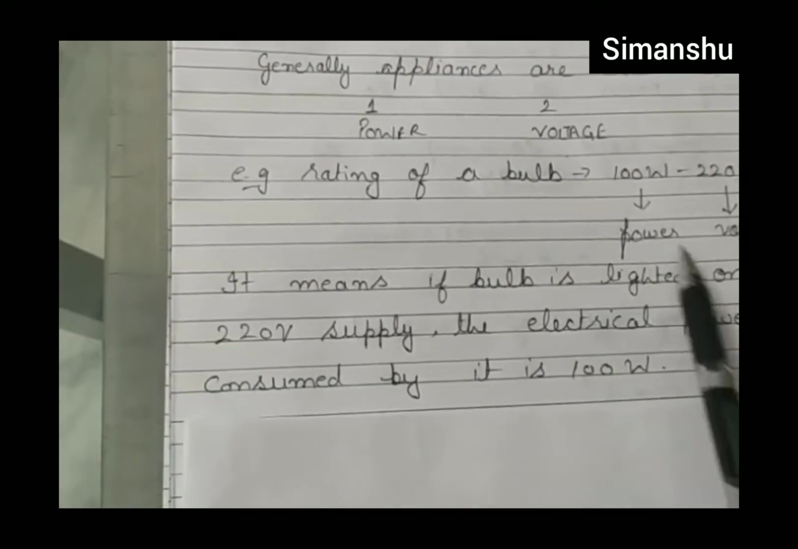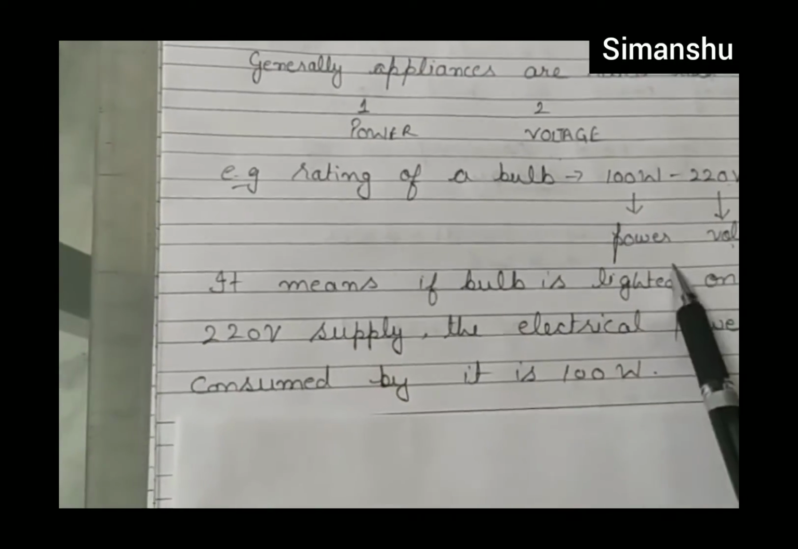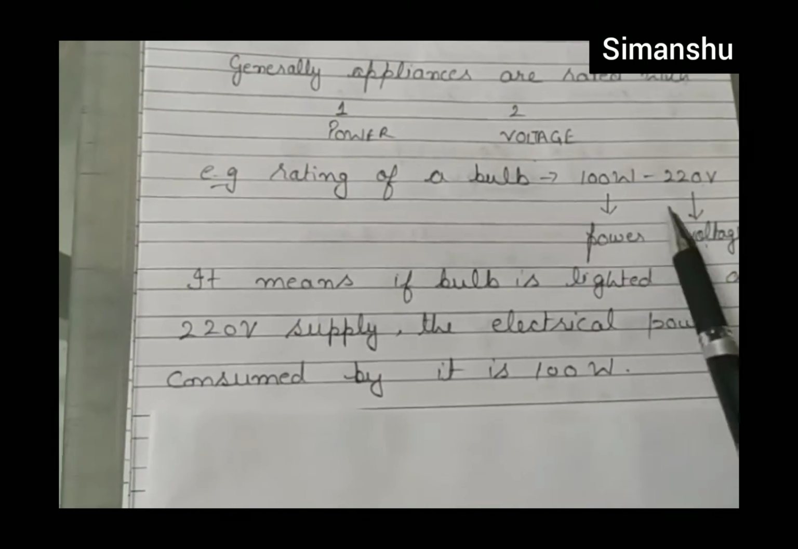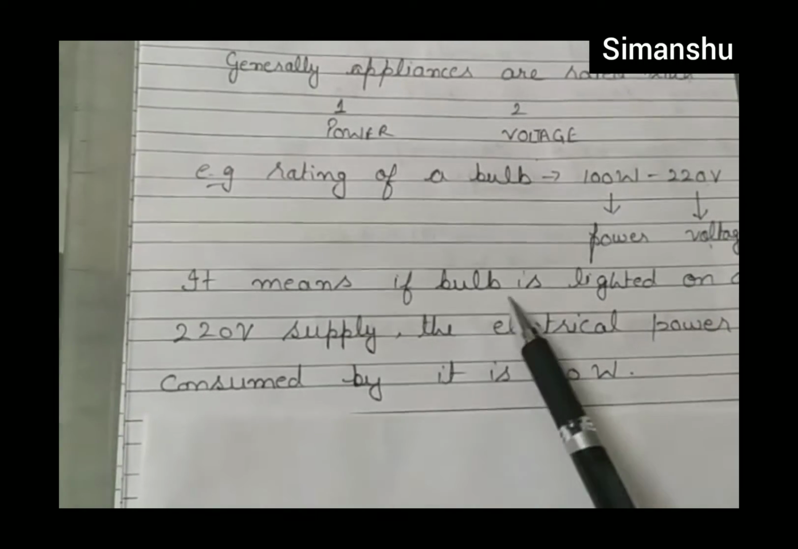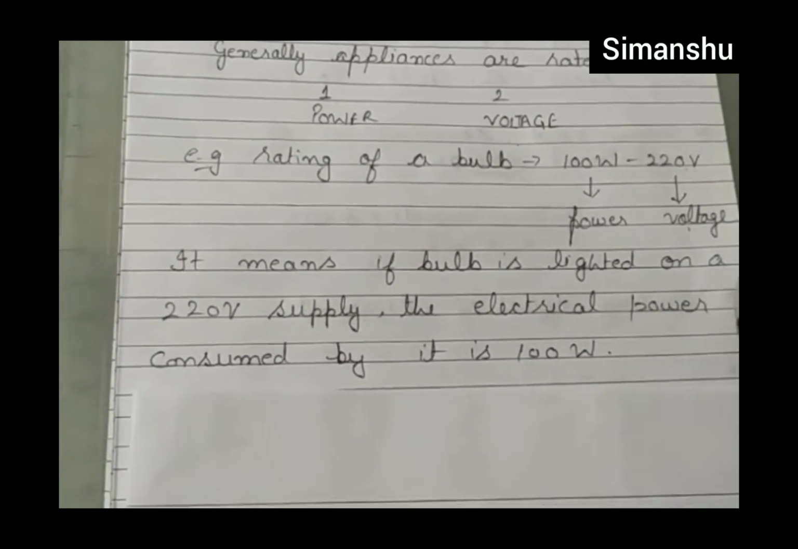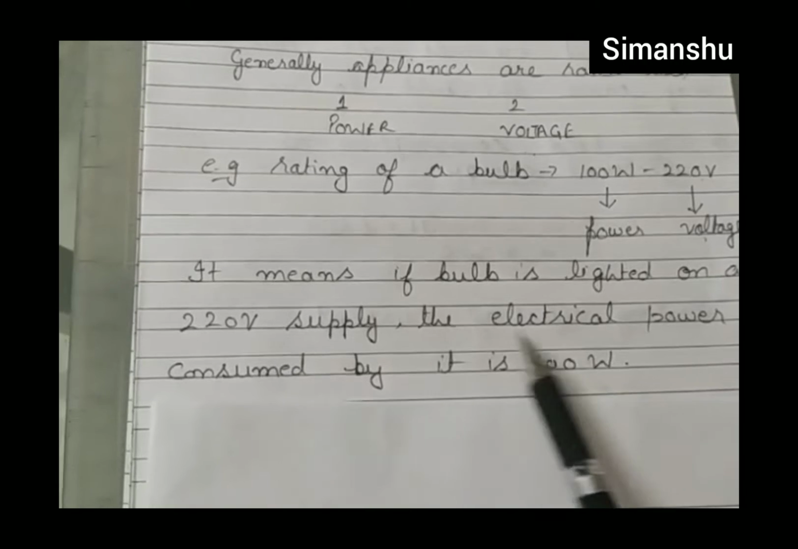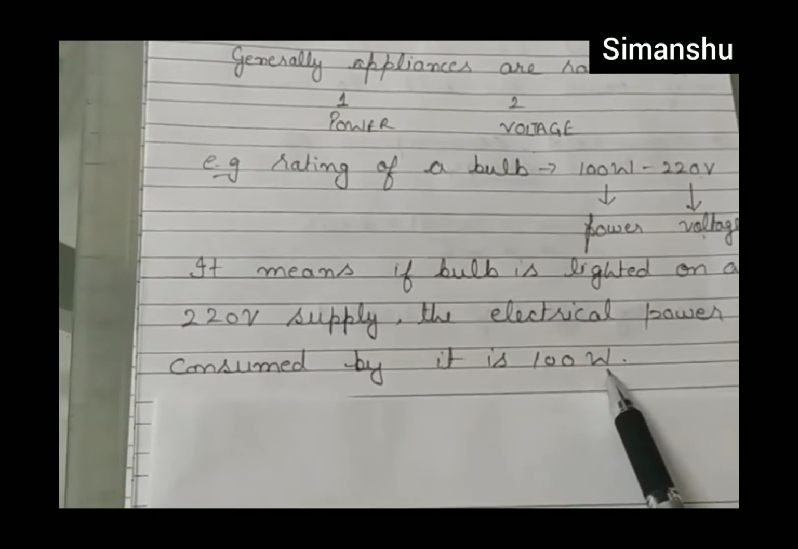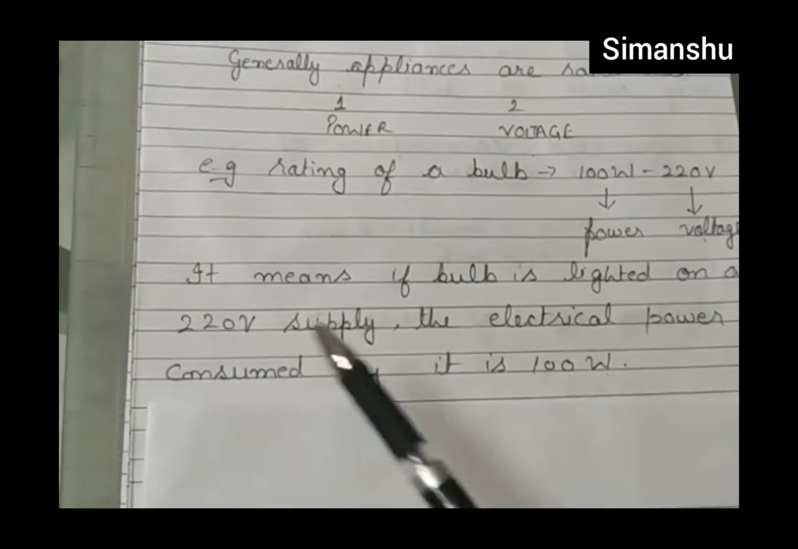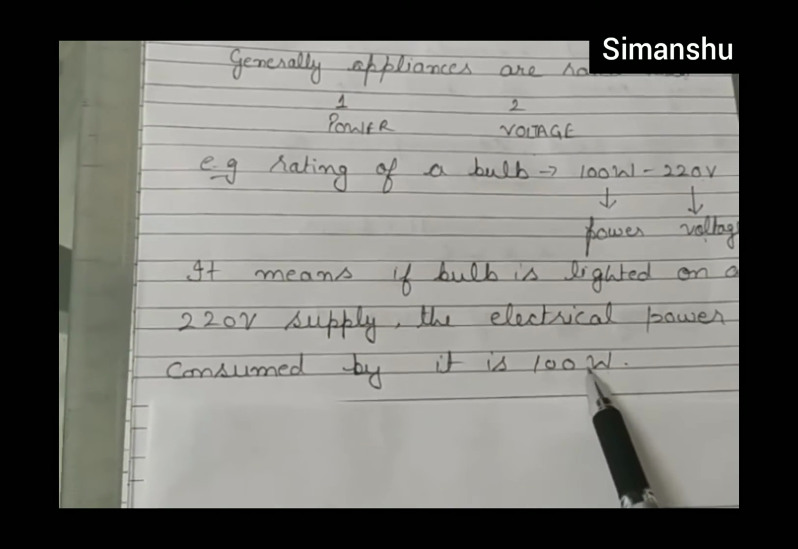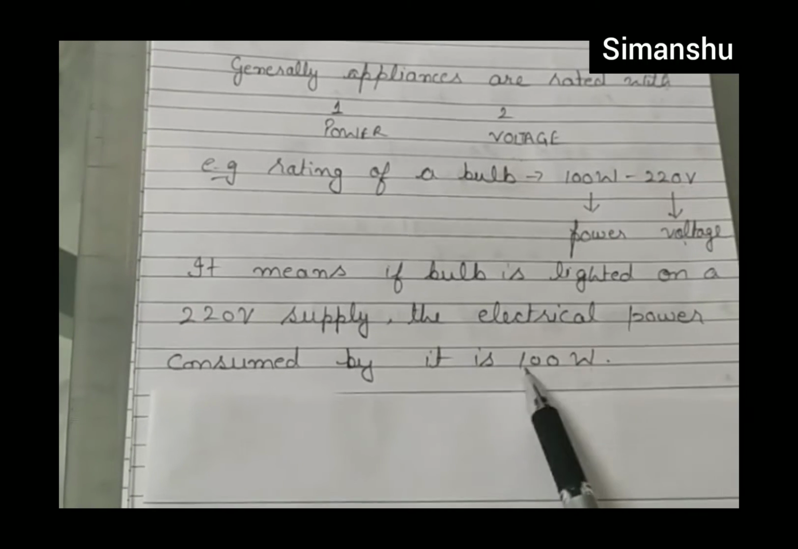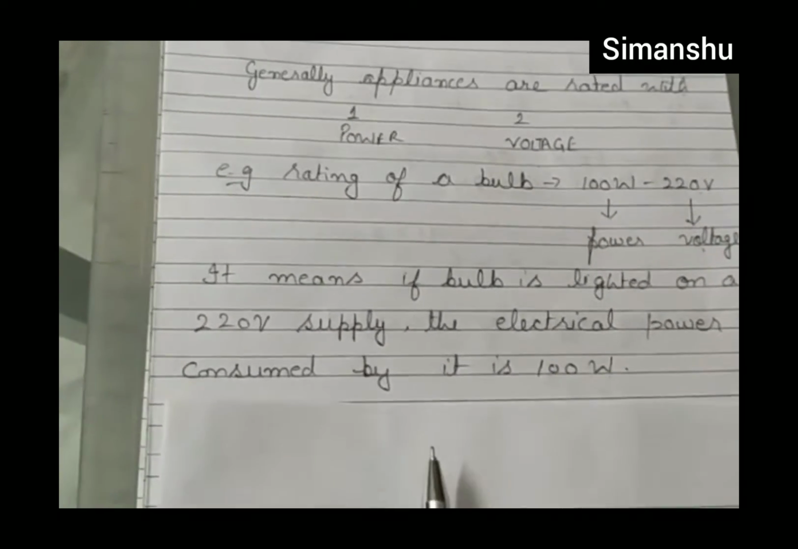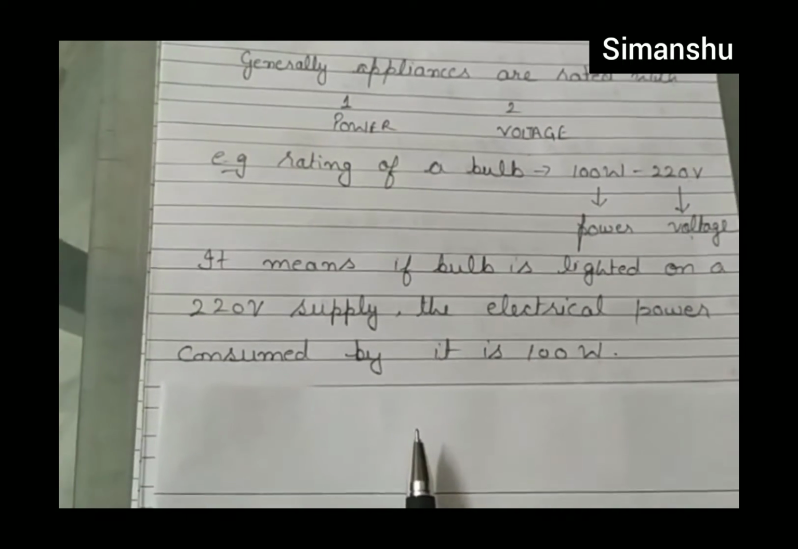If this is written, what is the meaning of that? You can get a 2 mark question from this area, asking what it denotes. It means if the bulb is lighted on a 220 volt supply, the electrical power consumed by it is 100 watt. Means when we provide this much voltage, it consumes 100 watt of power. Okay, so this thing we got.